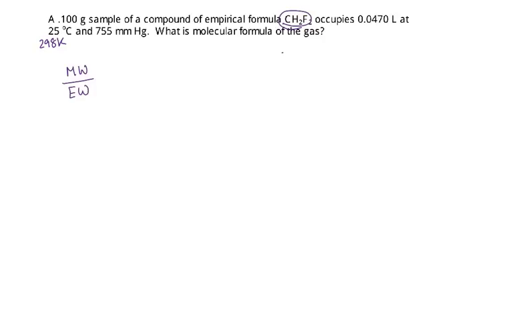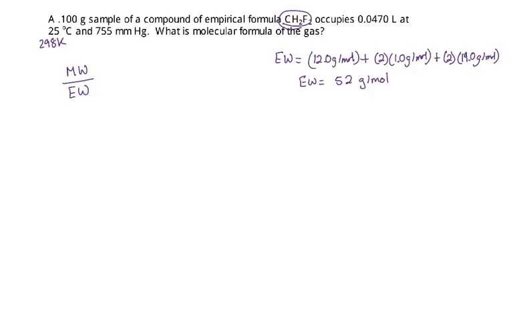So the empirical weight is going to be equal to carbon is 12.0 grams per mole plus 2 times hydrogen is 1.0 grams per mole plus 2 times fluorine, which is 19.0 grams per mole. And so if you add those up, my empirical weight is 52 grams per mole. So that's the empirical weight. Now we need to find the molecular weight.